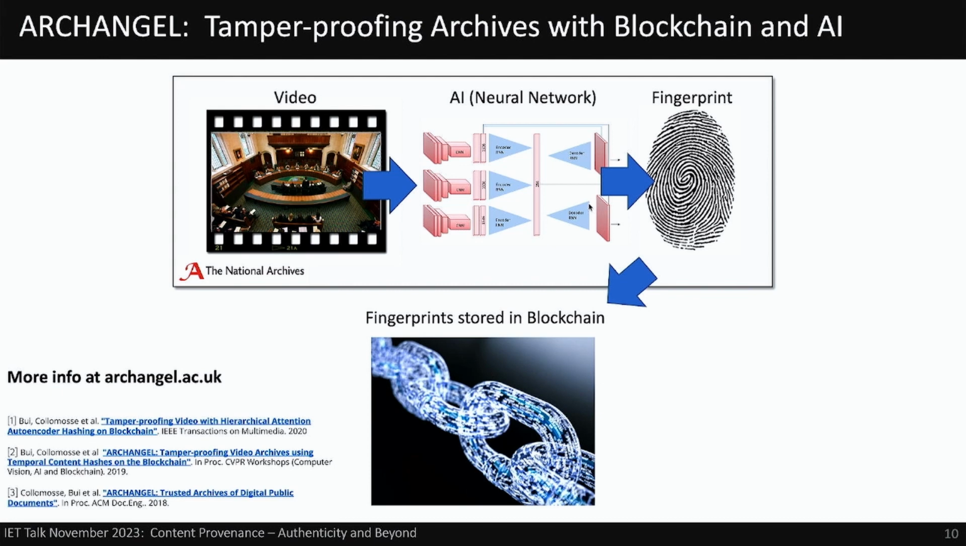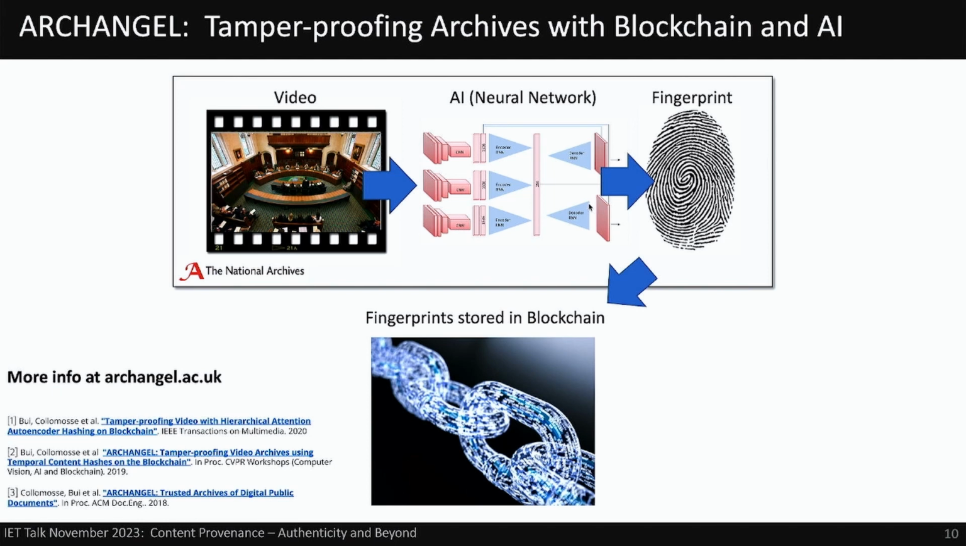What we do is we use an AI system to fingerprint that video, create a digital fingerprint, and then store that fingerprint in a blockchain, which is like a big public ledger that is immutable. Once you put something in a blockchain, you can never remove it by virtue of this kind of binding together of the data I mentioned.